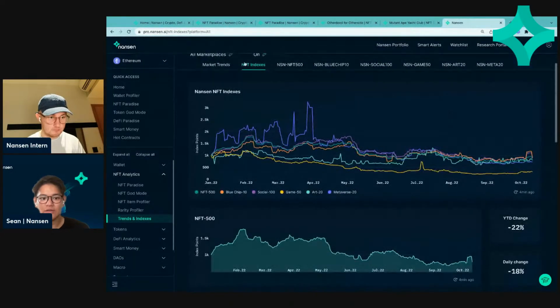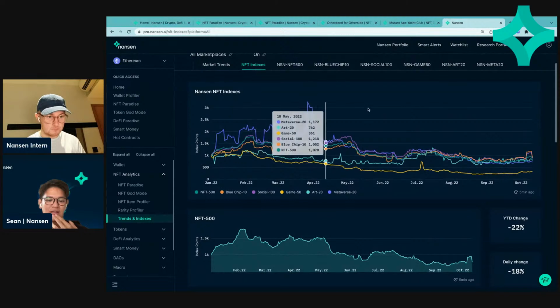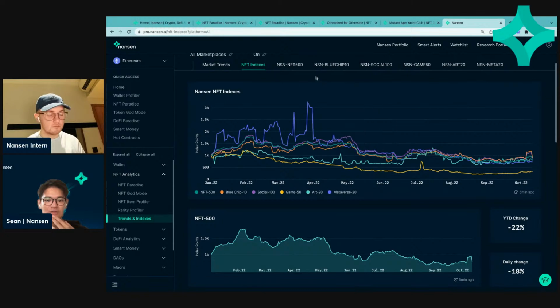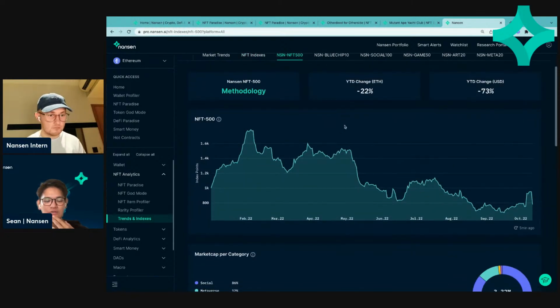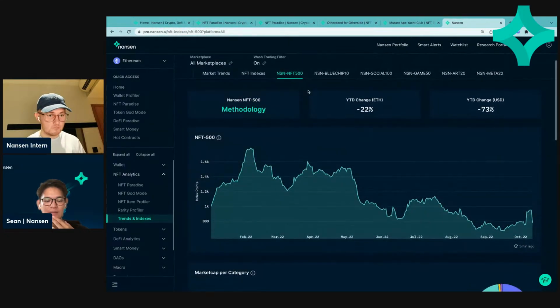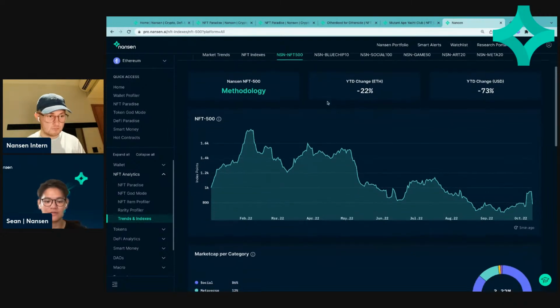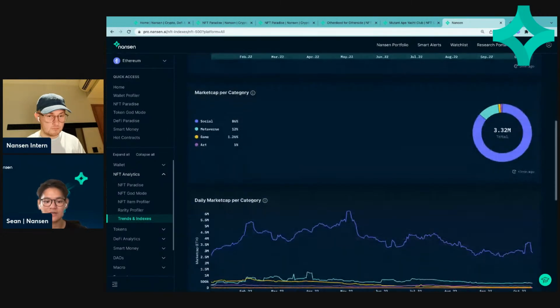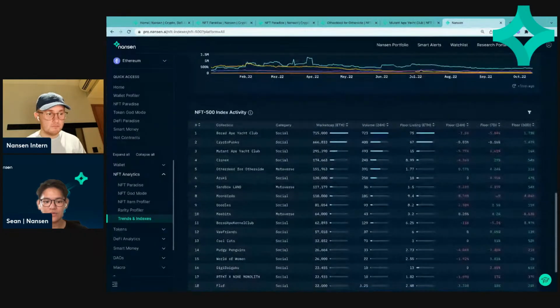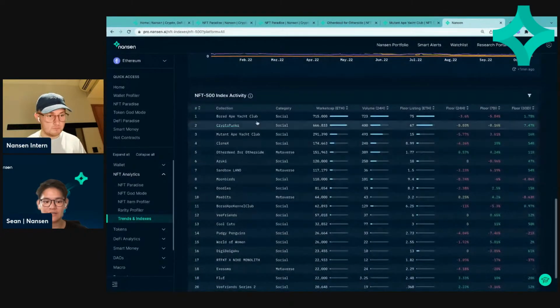So in general, just to summarize a little bit, in market trends you're seeing volume across different marketplaces, right? And then when you come to NFT indexes, it's more about how the performance of different categories of NFTs is doing in the market. You can also explore them individually. So for example, going into Nansen NFT 500, which is the basket for all the different top 500 NFTs, you can look at some of the collections that we've covered inside.